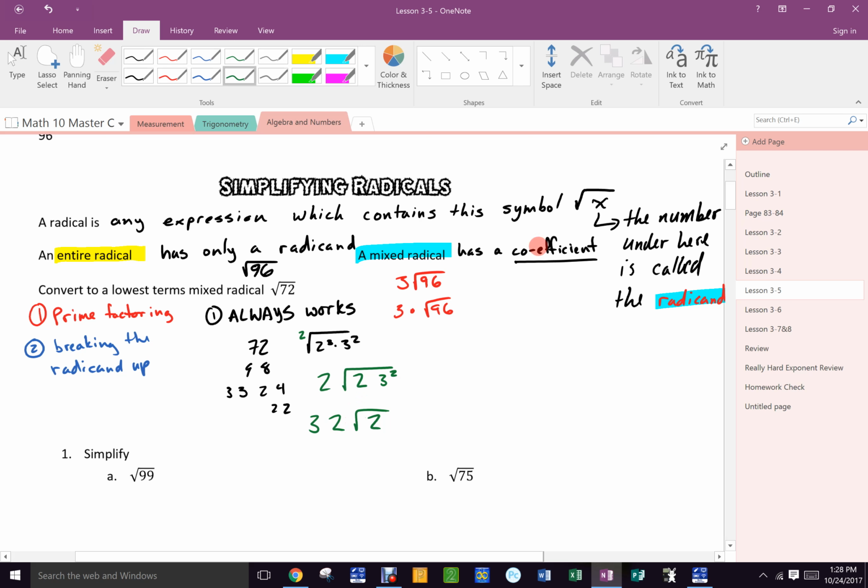Now, numbers out in front are coefficients. What do coefficients do, Jack? So what do I do there? Multiply. What's 3 times 2? 6 root 2. And that is my final answer. That is the longest way to do this. But it always works, and you don't have to memorize anything except division.